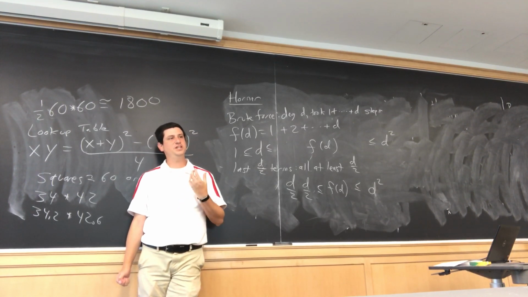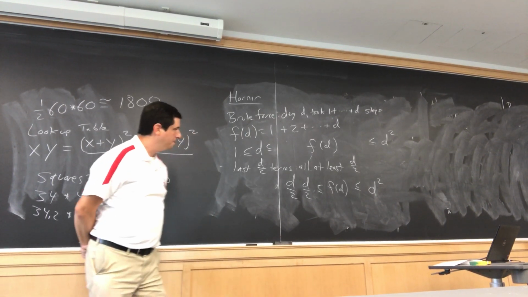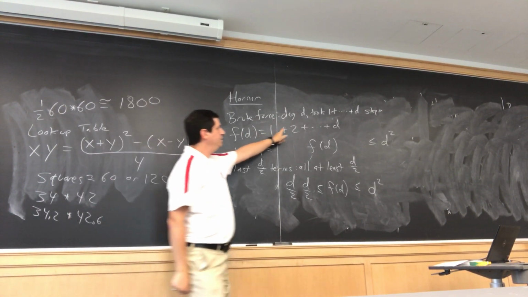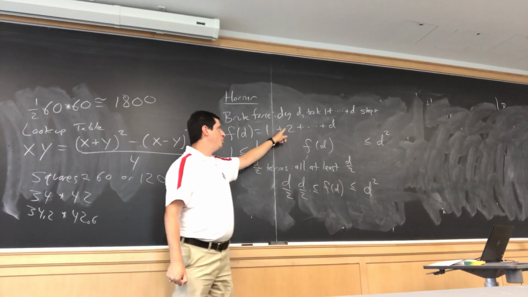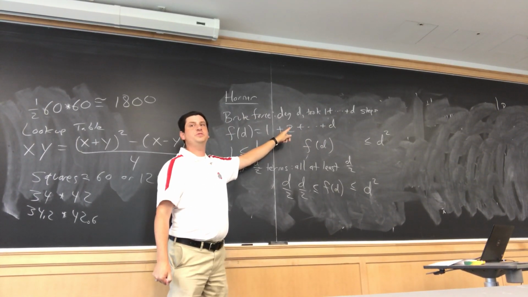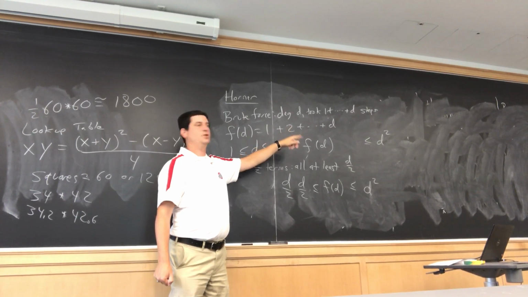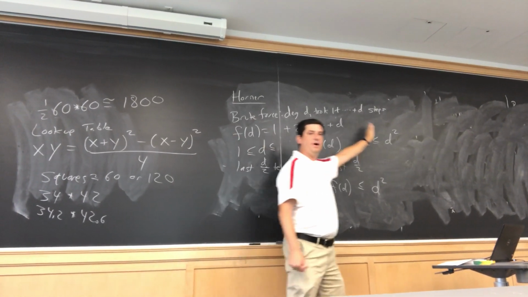As an interesting aside, if you add, yes? How did we know the second to last line? Well, if you take just the last d terms, you have d, d minus 1, d minus 2, going all the way to d halves. Each of those terms is at least d halves. So I'm just looking at the middle and everything above the middle.